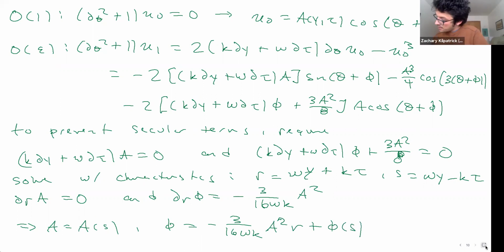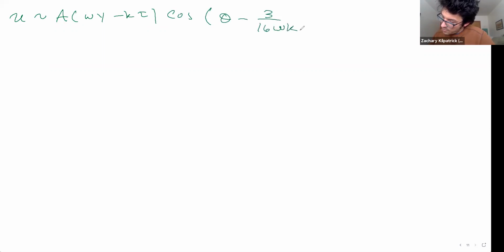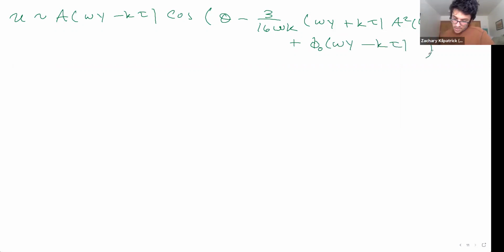So I got my a and my φ, and I can write u as approximated as a of (ωy minus kτ), that's my s, cosine of θ minus my φ, which is 3 over 16ωk times (ωy plus kτ), that's my r that appears there, a squared acting on (ωy minus kτ), plus φ0 of (ωy minus kτ), close parenthesis.